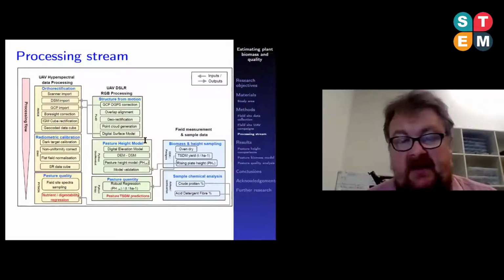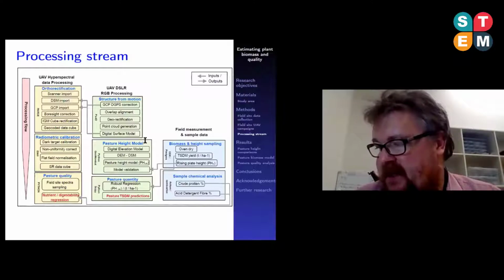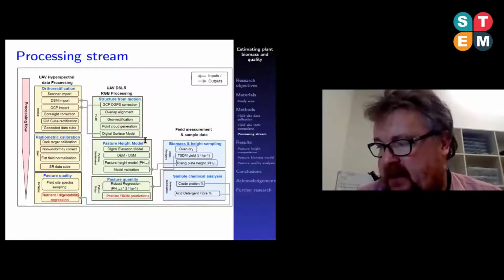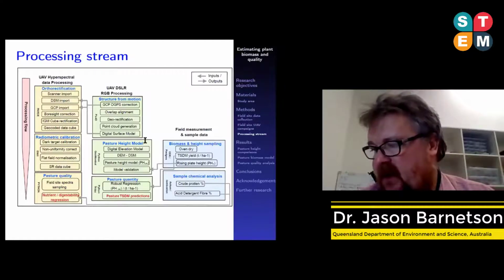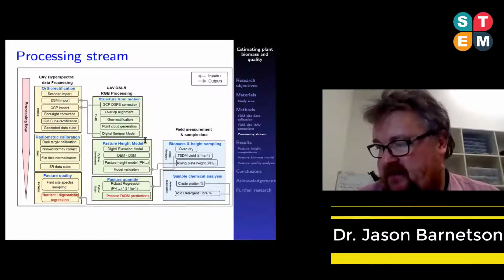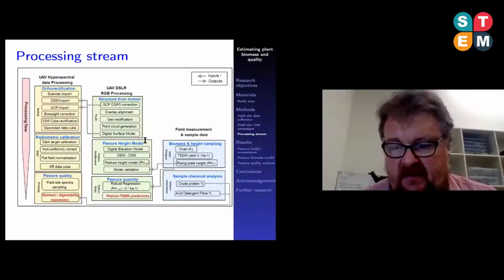Three main processing streams were developed. First, the hyperspectral data involving the orthorectification, radiometric calibration, and regression of spectra with field sample pasture chemistry. Photogrammetry involves structure from motion techniques to derive a pasture height model and robust regression with field data to develop a model of total standing dry matter predictions.